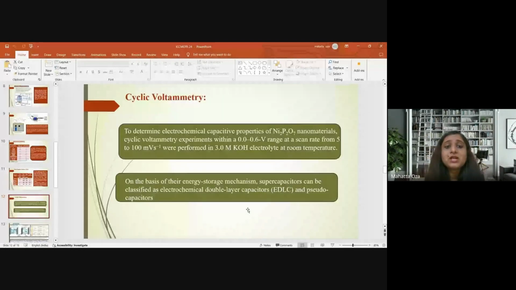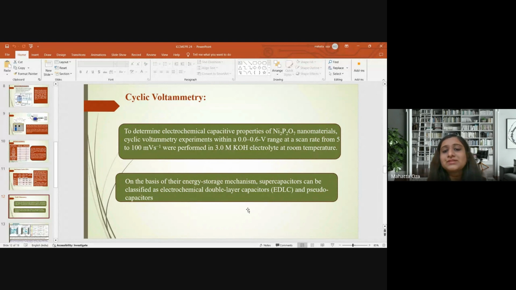Cyclic voltammetry to determine the electrochemical capacity properties of nickel pyrophosphate nanomaterials. Cyclic voltammetry experiments within 0 to 0.6 volt range at a scan rate from 5 to 100 millivolt per second were performed in 3 molar KOH electrolyte at room temperature.